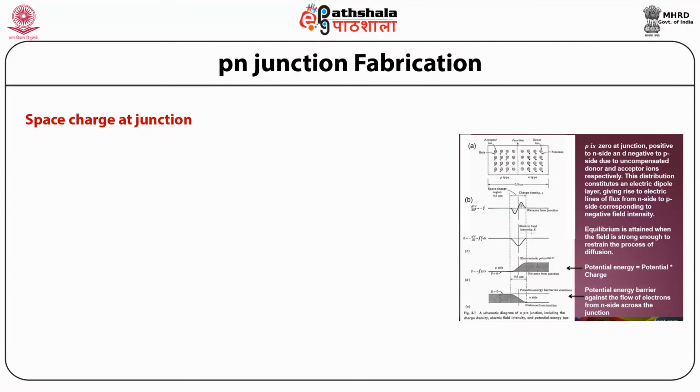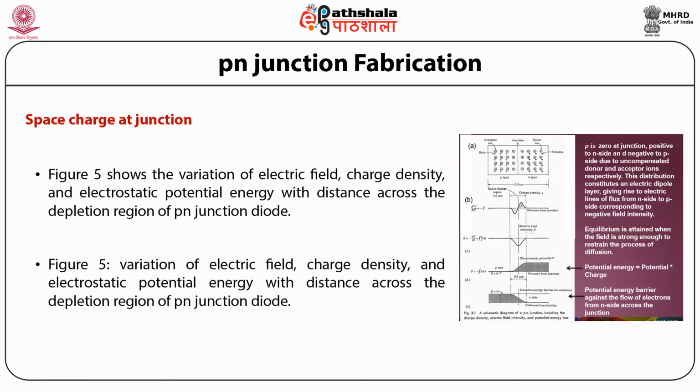Space charge at the junction. So students, this figure shows the variation of the electric field, charge density, and electrostatic potential energy with the distance across the depletion region of a p-n junction diode. So as you can see from this figure, rho is zero at the junction, positive on the n side and negative on the p side due to uncompensated donor and acceptor ions respectively. This distribution constitutes an electric dipole layer, giving rise to electric lines of flux from the n side to the p side, corresponding to negative field intensity.